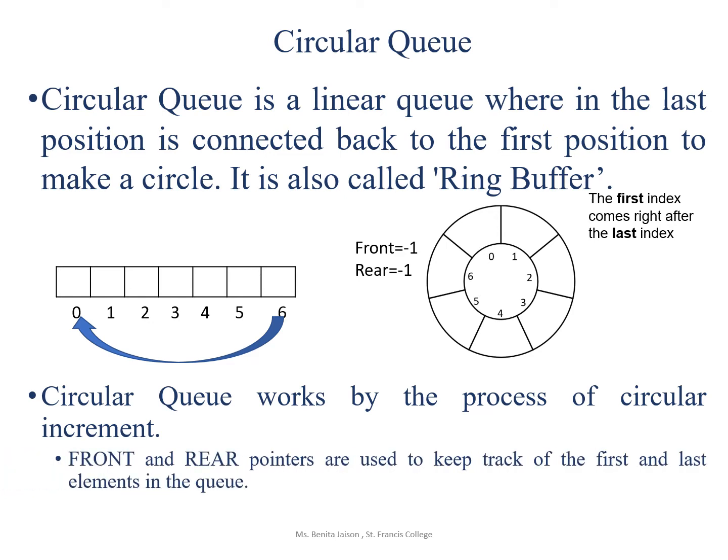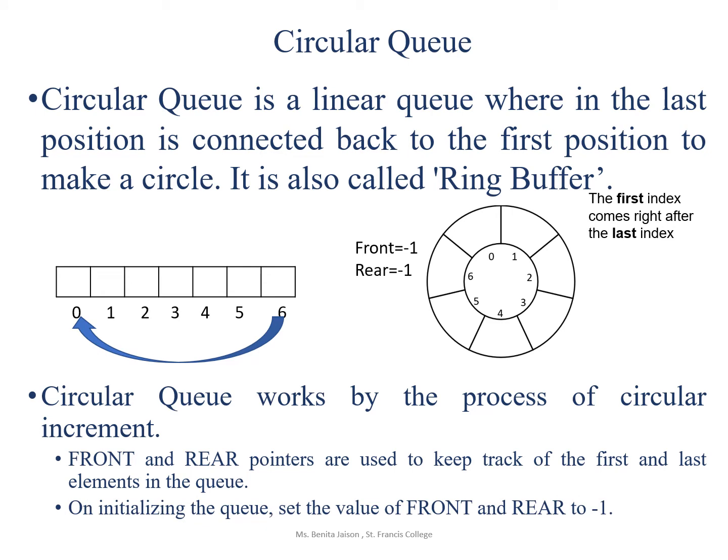As in the case of a linear queue, here also we are making use of two pointers, the front and the rear pointer, to keep track of the first and the last element in the queue. On initializing the queue, when the queue is empty, both the front and the rear pointer are initialized to -1.